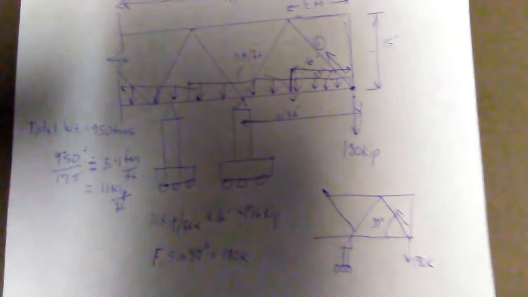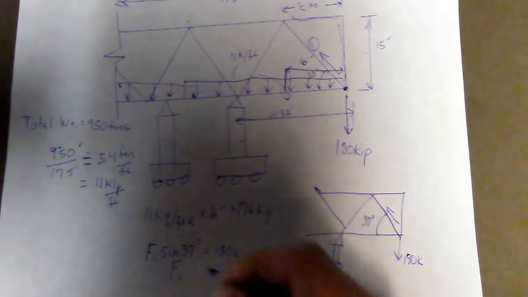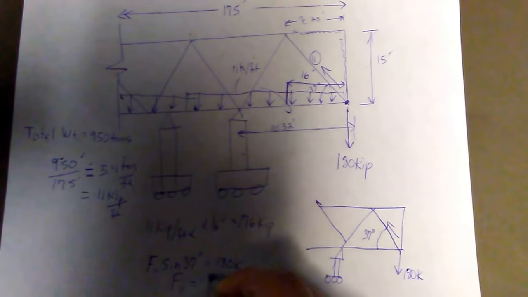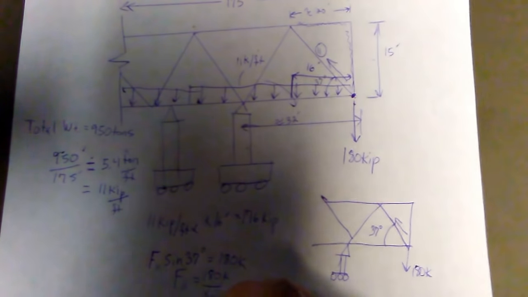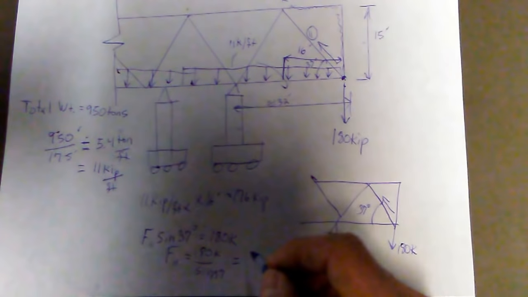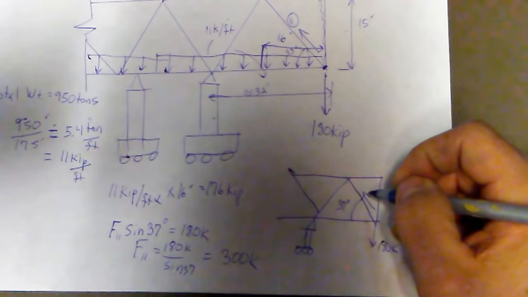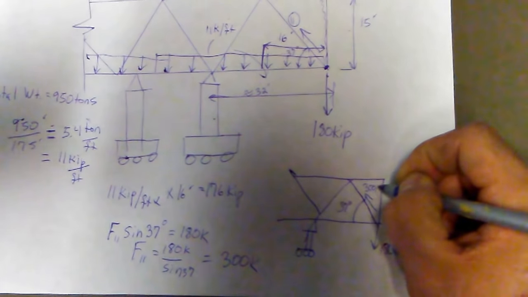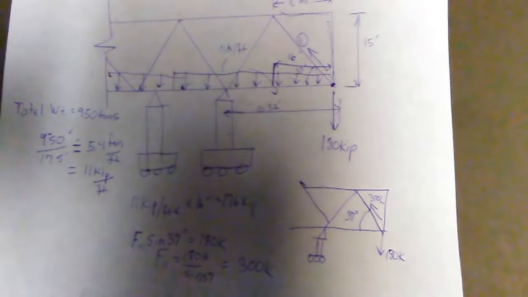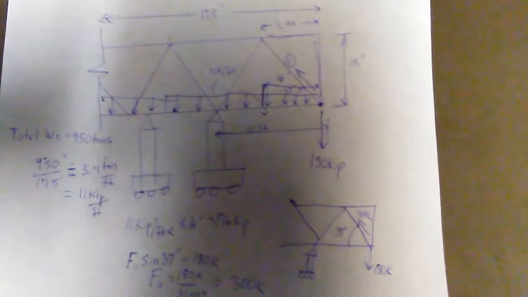Okay. So then if we bring everything over to solve for the force of member number 11, force of member number 11 is 180 kips divided by sine 37. And that equals approximately 300 kips. So that means that this force in member number 11 is 300 kips. Okay, that's great. Now we need to compare that to how much compression was being applied by the post-tensioning bars.